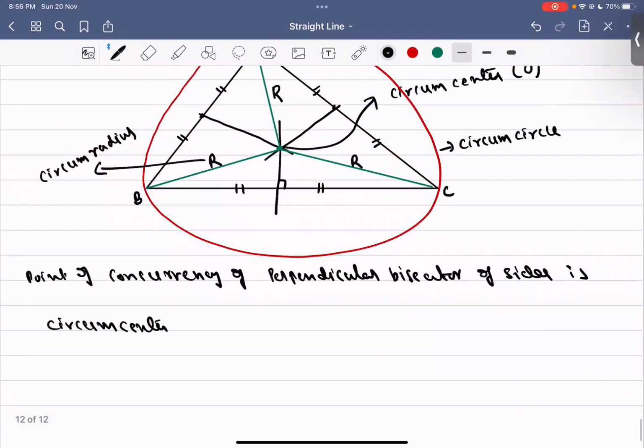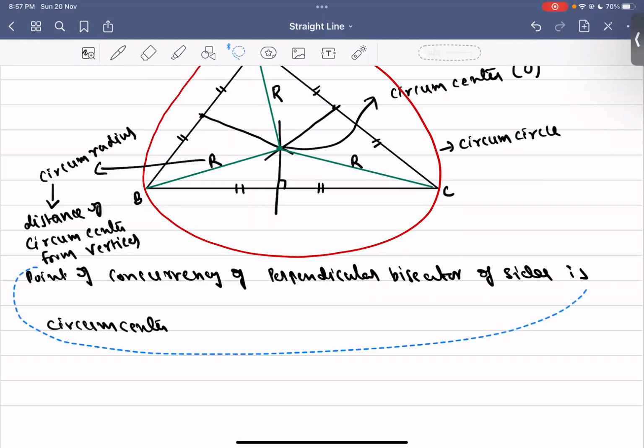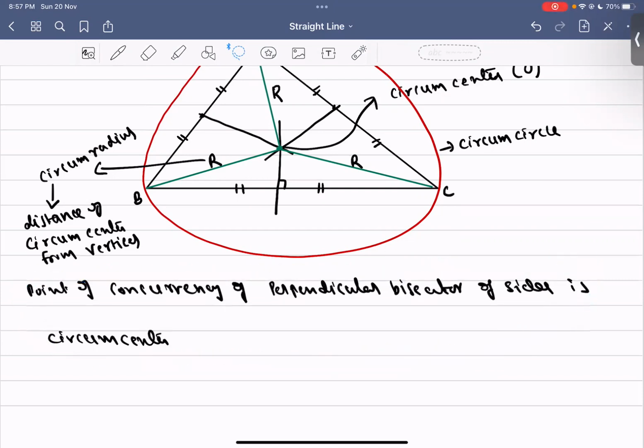Yes or no? So here R is the circumradius. You can say this R is the circumradius, that is the distance of circumcenter from vertices. So this is circumcenter. Right. Now, next one is incenter.